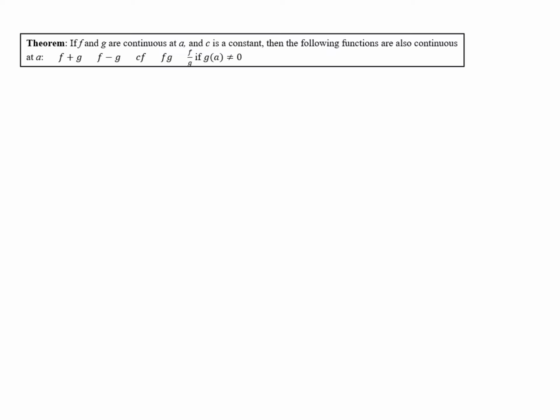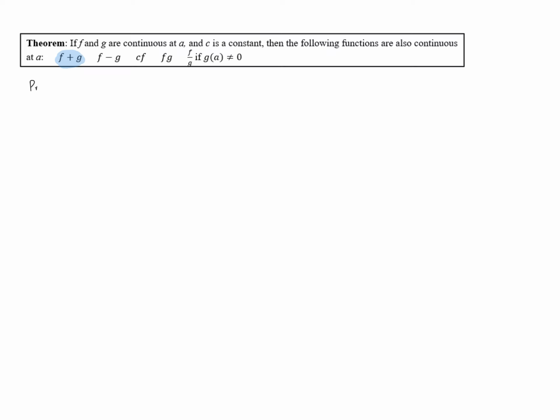But I want to prove one part of this theorem for you, because we haven't done too many proofs, and this is not a difficult one to do. So specifically, I want to look at this first part that says if two functions are continuous at a certain value, the sum of those functions gives us a continuous function at that same value a.